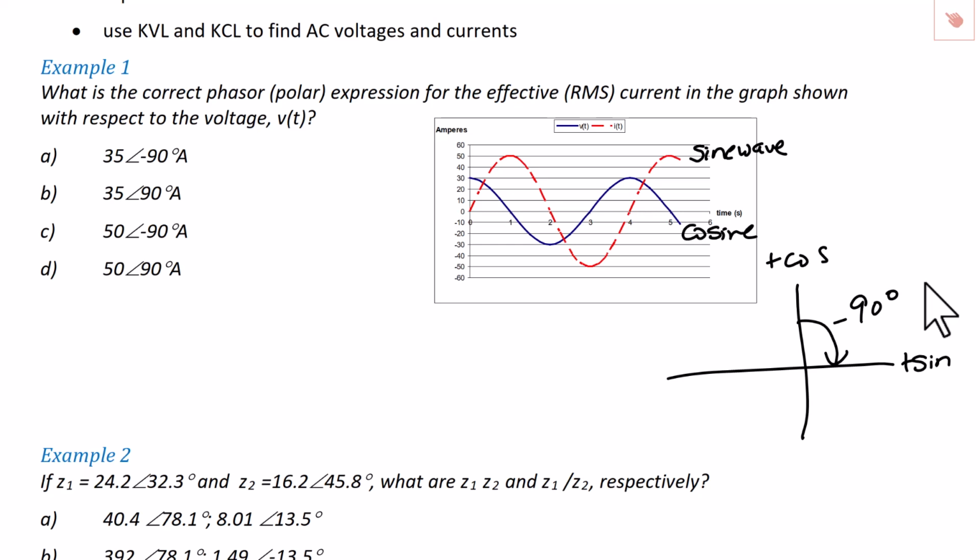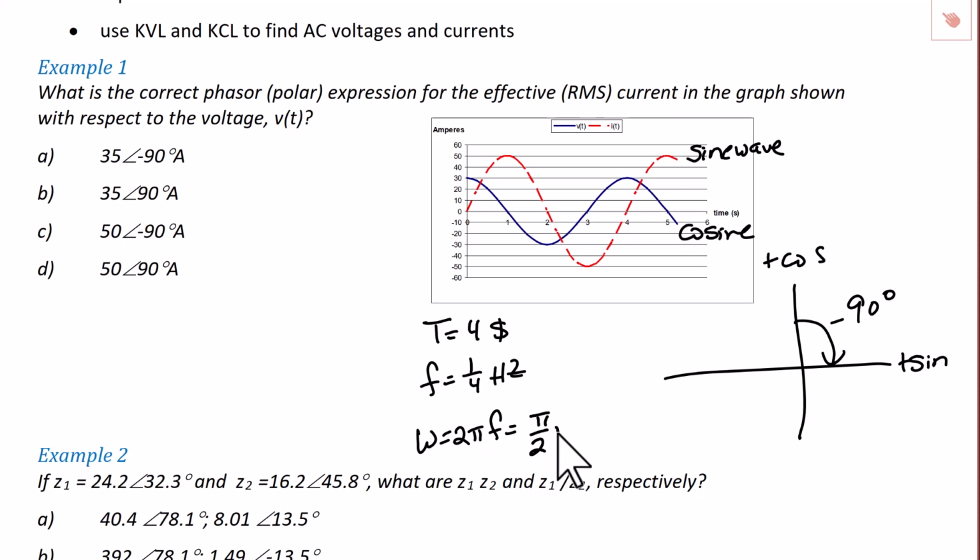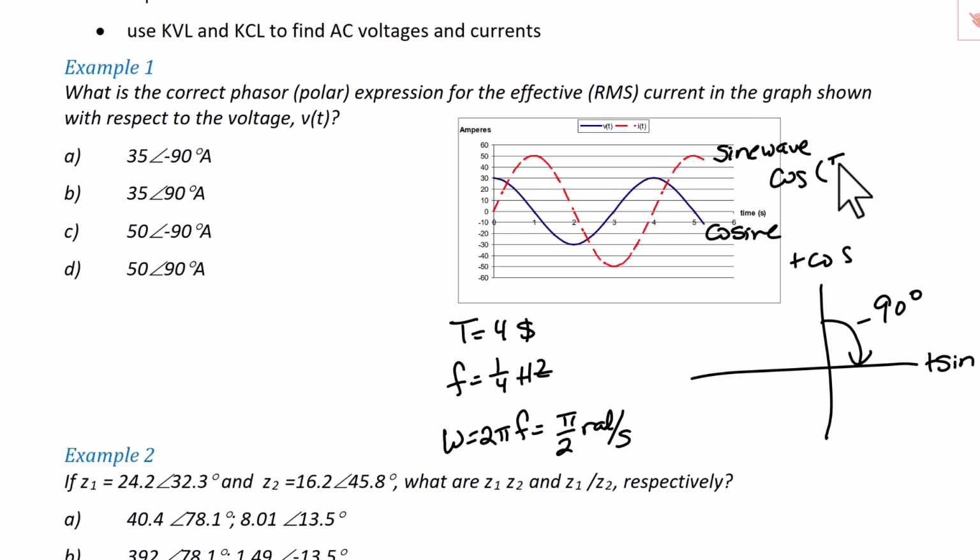If we wanted to find the equation of the signal, we note that the period is 4 seconds. So the frequency would be 1 over 4 hertz, and the angular frequency would be 2 pi f, or pi over 2 radians per second. So that sine wave is cosine pi over 2 t minus 90 degrees. What that means is that there is a negative 90 degree phase shift between I of t and V of t.